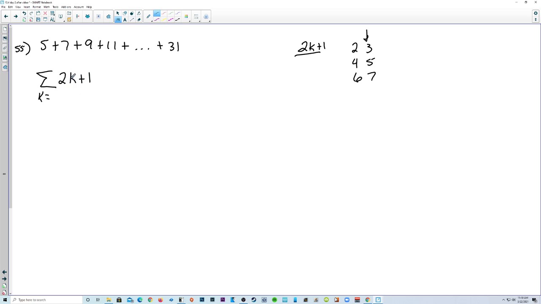All right, so now I know that this is odd numbers. Now what value do I have to make k in order for this to start at 5? And we'd actually have to plug in 2. 2 times 2 is 4 plus 1 is 5. So we're going to go 2. Now I got to figure out, well, how am I going to get 31? And that would go all the way to 15. So 2 times 15 is 30, plus 1 would give us 31. So that's what we would do on odd numbers.